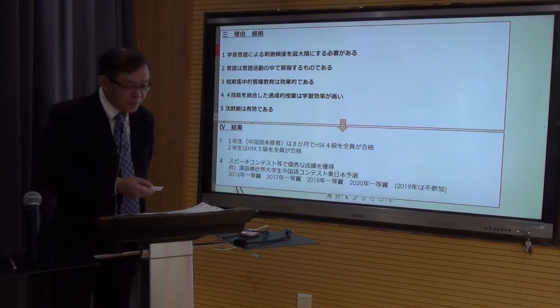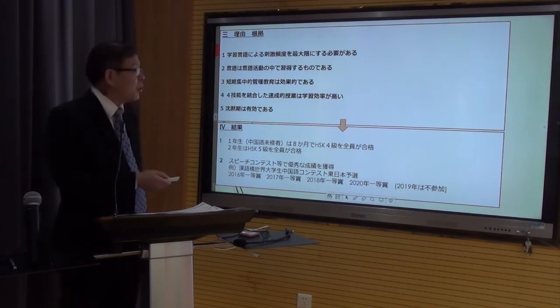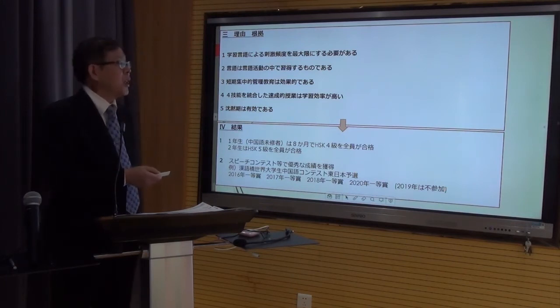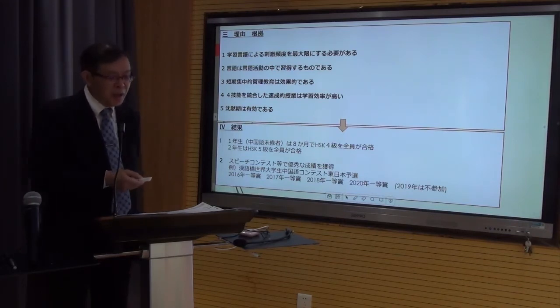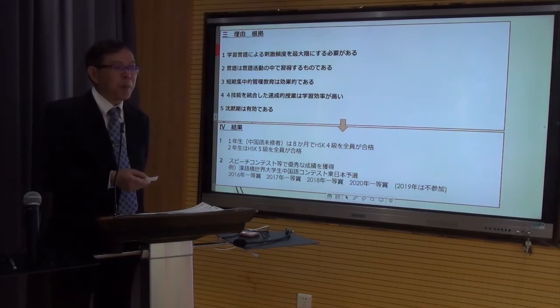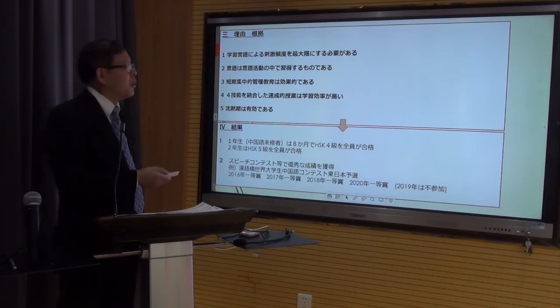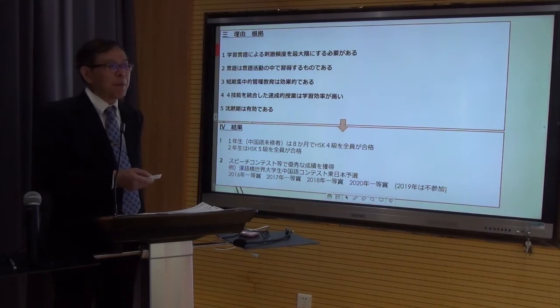Another logic is the comparison method or translation method. At Tongji University, a translation method is being used, and it has its own good and bad aspects. The good aspect is that you can provide an explanation in the student's mother tongue and the students easily understand. But the bad aspect is that it takes a long time.